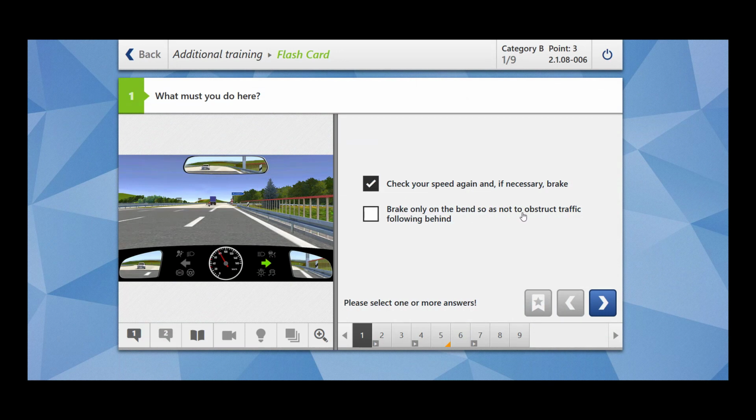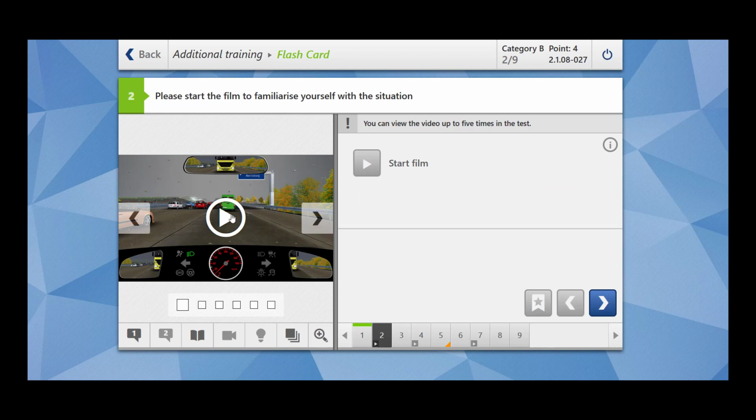Brake only on the bend so as not to obstruct traffic following behind? No, this is the wrong option. Why? Because you are already on the exit lane. You have left the right hand lane and now you are on the exit lane. Here you are free to reduce your speed. But as we have seen in the figure, the speed is 80 km per hour, which is very high for this sharp radius. The necessary thing to do over here is check your speed and if necessary, brake. Let's look at our answer. Our answer is correct. Moving towards the next question.